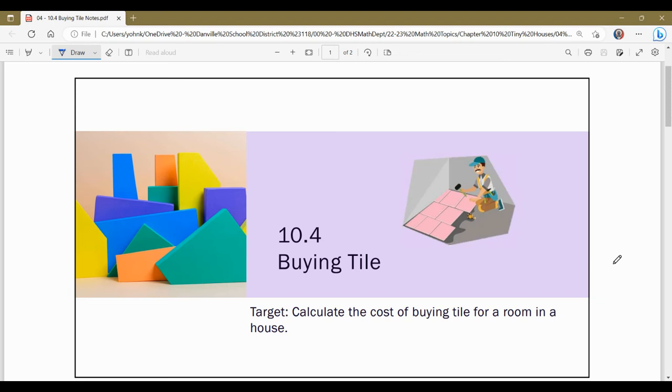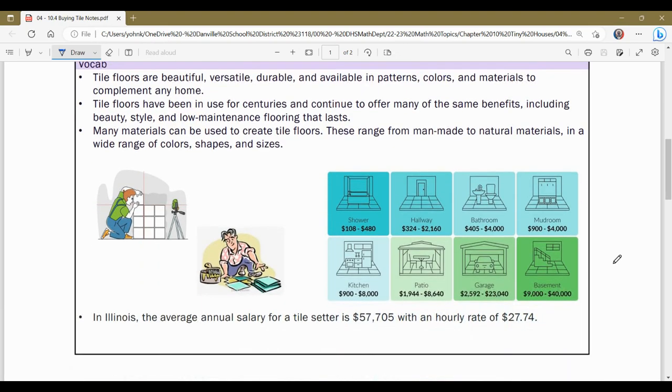Hey kids, welcome to section 10.4, buying tile. Today we're going to learn how to calculate the cost of buying tile for a room in a house.